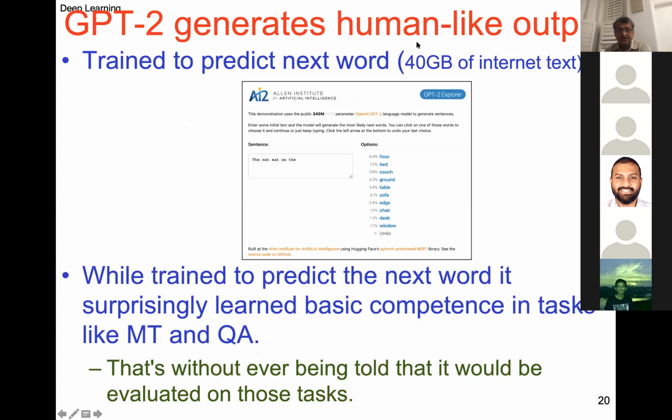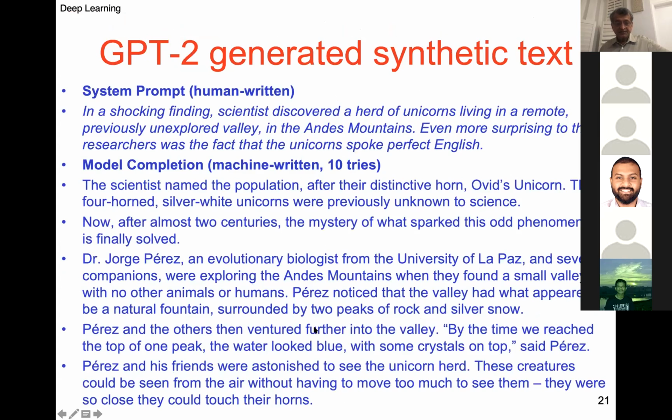So GPT-2 generates human-like output. For example, we saw this example earlier on, trained to predict the next word of 40 gigabytes of internet text. If it sees 'the cat sat on', having digested lots and lots of text, most probably it's going to say floor. While trained to predict the next word, it surprisingly learned basic competence in tasks like machine translation and question answering, without ever being told that it would be evaluated on these tasks. It just digested lots of text and developed a higher competence in machine translation.